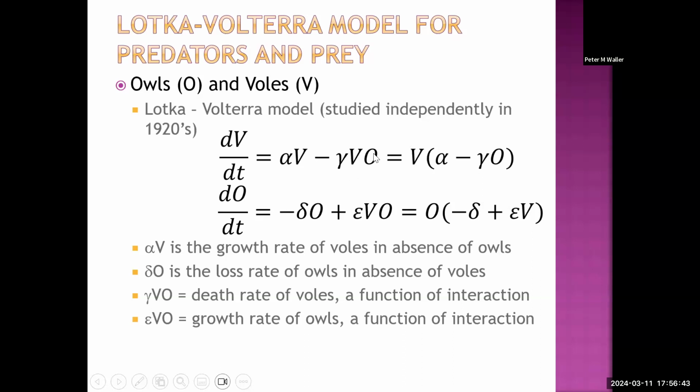Then we have the gamma VO. So this is the interaction of voles and owls, and this is the rate at which owls kill voles. So this is dV over dt equals gamma VO. And then we have the growth rate of owls as a function of owls and voles interaction, with epsilon being the growth rate term due to that interaction.